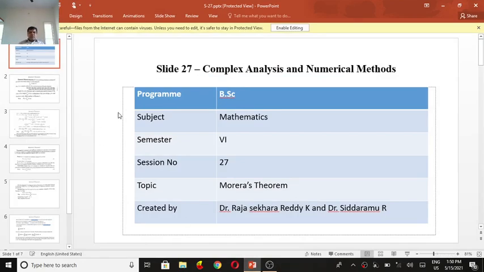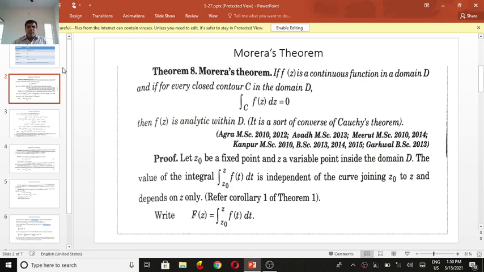Now we come to exercise 27, some theorem, Morera's theorem. What is the statement? If f(z) is a continuous function in a domain D, and if for every closed contour C in the domain D, the integral over C of f(z) dz equals 0.